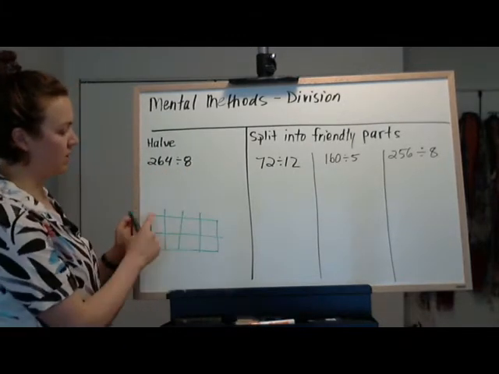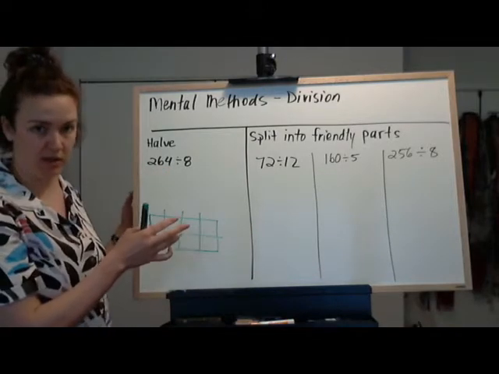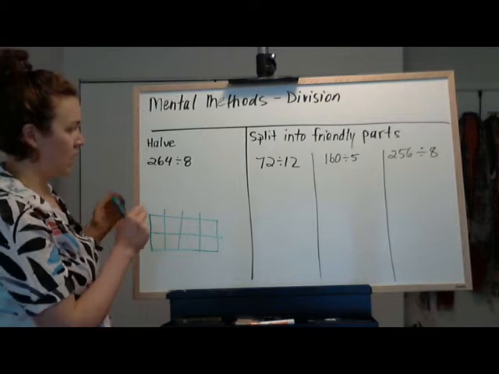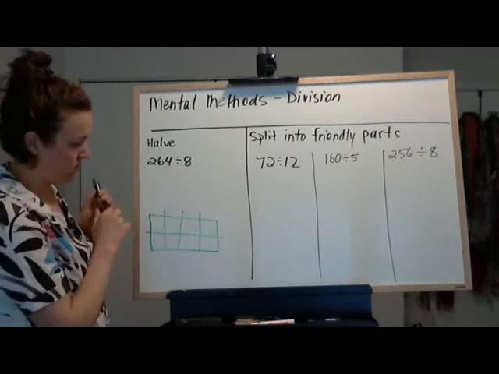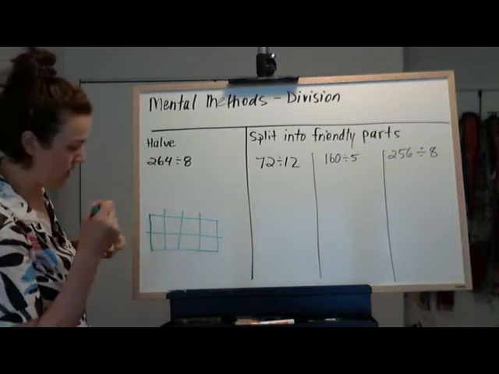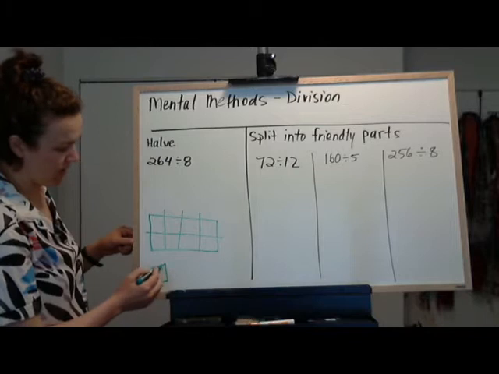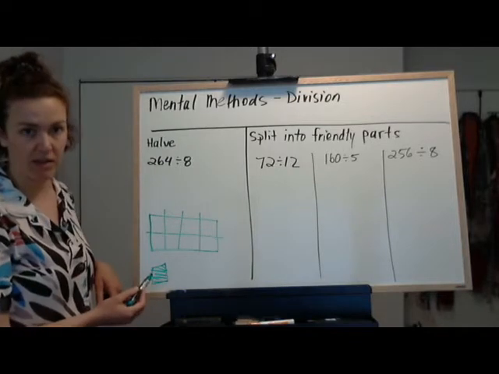So let's say this big rectangle represents 264 square units. And we're dividing it into 8 parts. Well, visually, this is what each part would look like. So just keep in mind that that's about the size of the area of the square if you're dividing it into 8 parts.